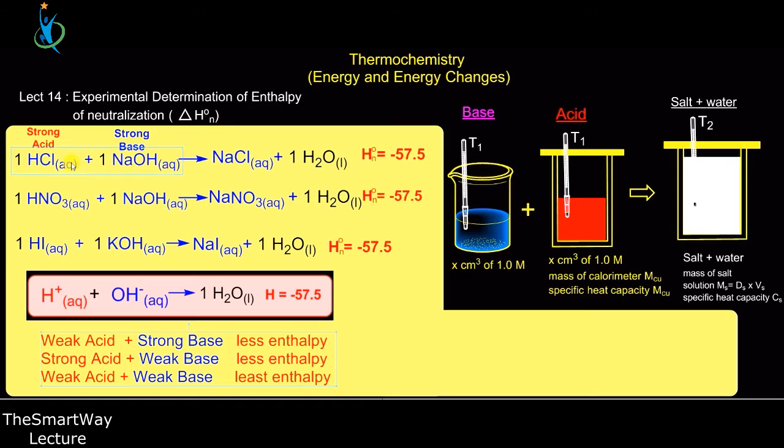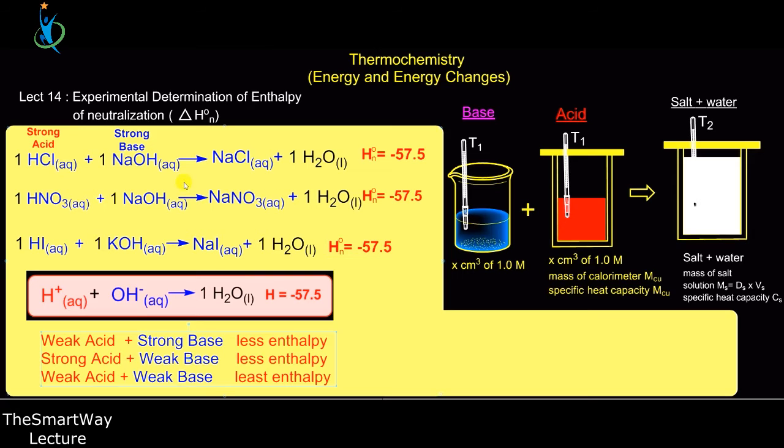So the first one, when you add 1 mole of strong HCl to 1 mole of strong sodium hydroxide base, this is the value found to be liberated, in kilojoules per mole. For hydrogen nitrate, when you also add 1 mole, you get the same thing. And when you add the hydrogen iodide plus the potassium hydroxide, strong acid, strong base, 1 mole each, you almost get the same value. So the values we get are the values of energy liberated to the surroundings.